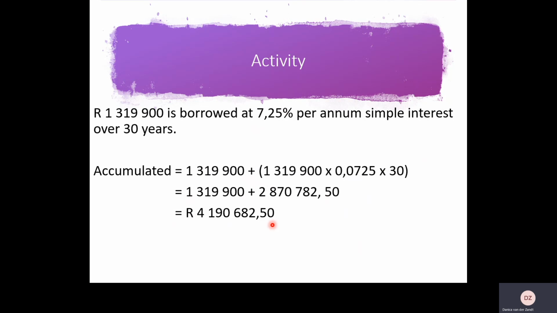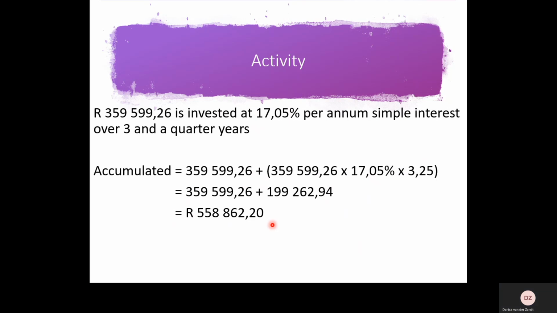The next one. I have 359,599 Rand and 26 cents, and yes, I will keep saying the amounts, at 17.05% interest for 3¼ years. So there is my principal plus principal times the percentage of 17.05, and I must include the percentage sign, times 3¼ years.